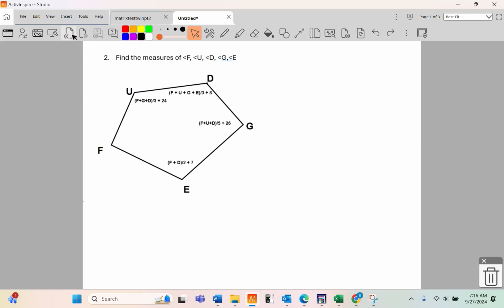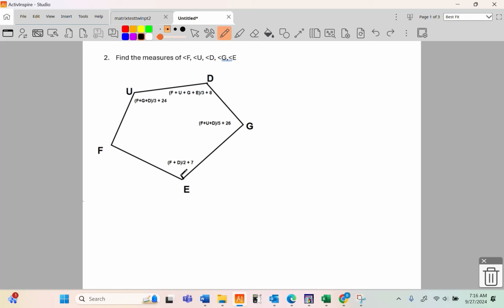So this is really for people who just weren't here, or maybe some of my classes, like 5th and 6th period, where I didn't do number 2 because it's long. And we had a quiz, and I didn't want to waste your time on it. But you're supposed to find the angles of F, U, D, G, and E.